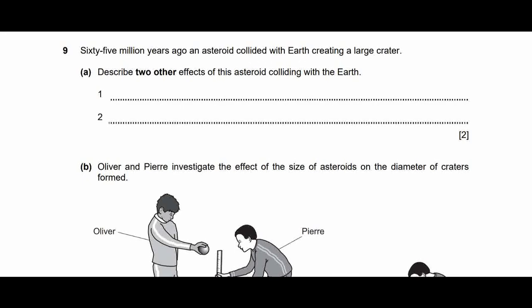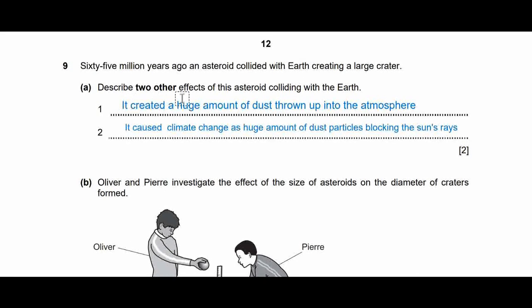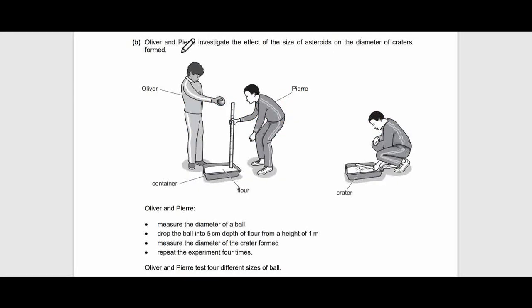Let's open up the answer. 9A. Well, it created a huge amount of dust thrown up into the atmosphere, and second, it caused climate change as a huge amount of dust particles blocked the sun's rays. Now let's move on to 9B. Oliver and Pierre investigate the effect of the size of asteroids on the diameter of craters formed.